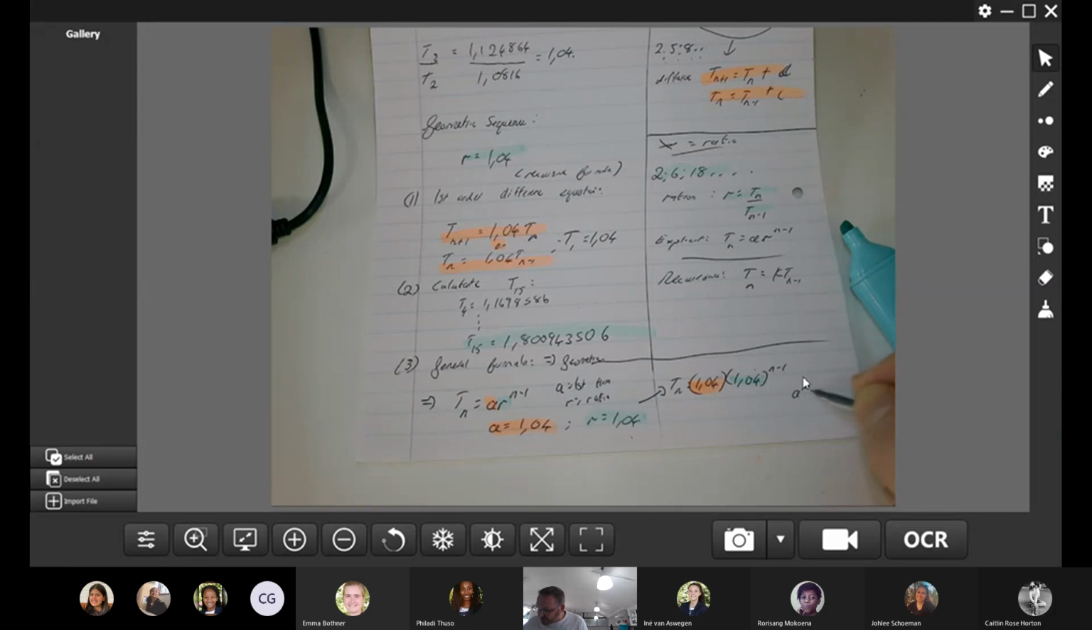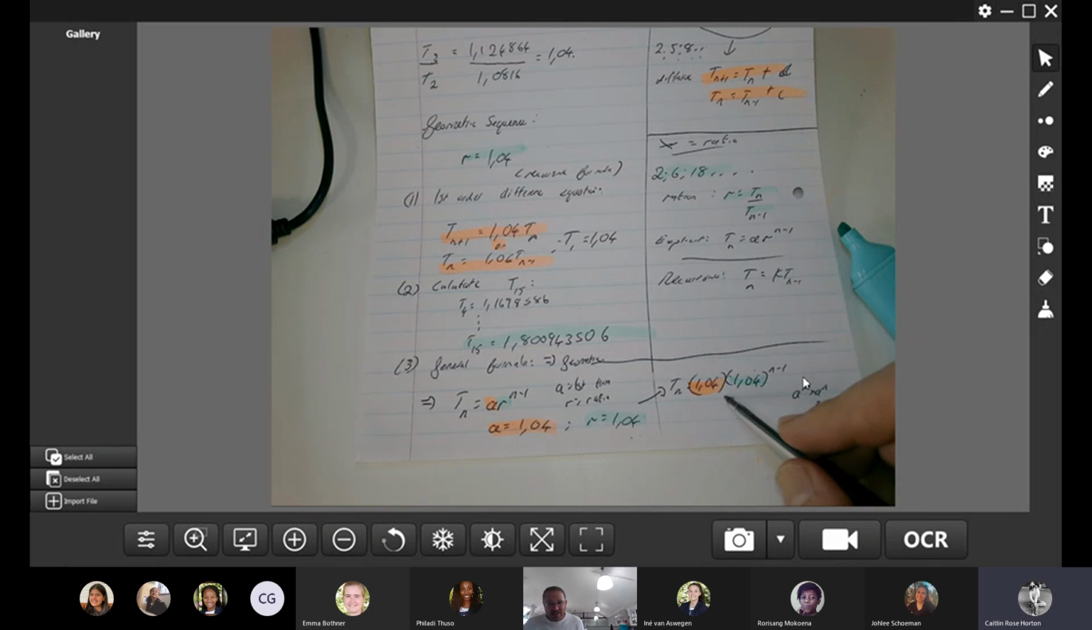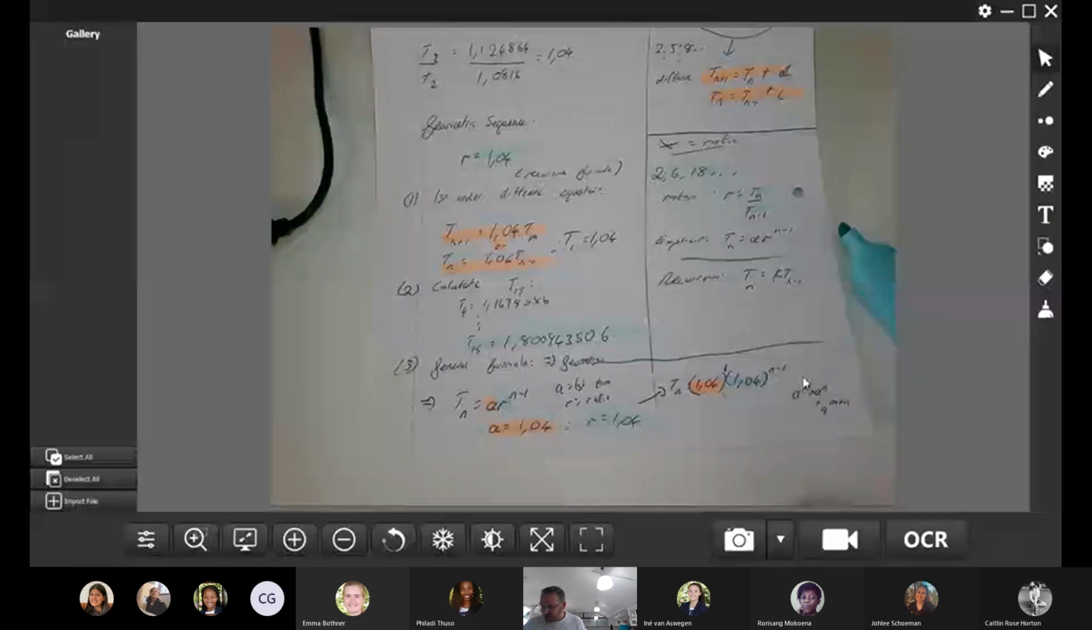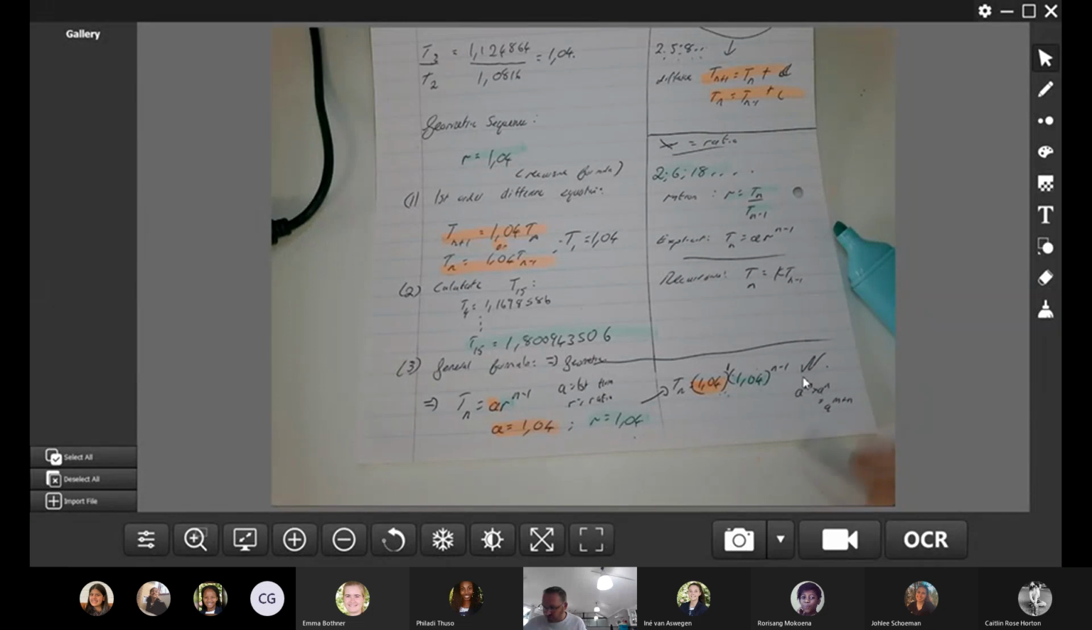Caitlin, what's a to the m times a to the n? If I multiply powers, what do I do to the exponents? So you add the exponents? Yes, a to the m plus n. So over here, if there's no exponent on the 1.04, what does that mean? To the power of what? To the power of 1. So by the way, you get full marks if you stop there. That's the end of question 3.